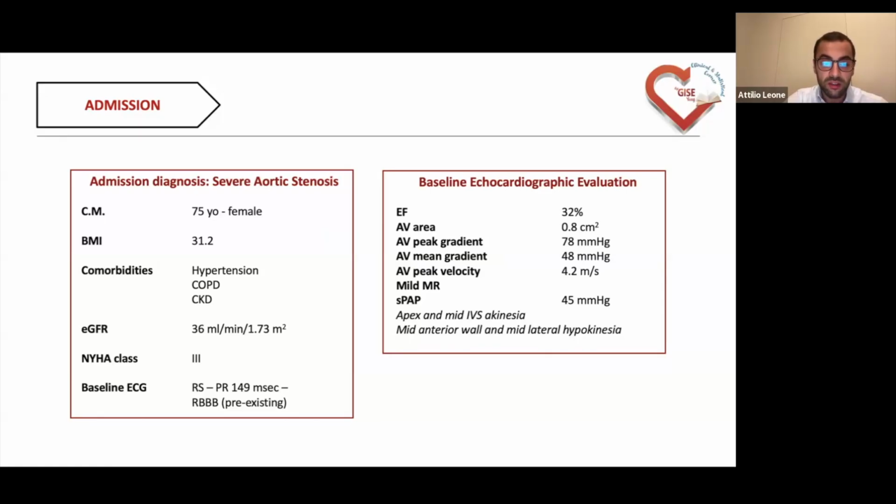The baseline ECG showed sinus rhythm and a pre-existing right bundle branch block. The baseline echocardiographic evaluation revealed a reduced ejection fraction of 32% and a severe aortic stenosis with a peak gradient of 78 millimeters of mercury and a mean gradient of 48 millimeters of mercury. So the patient was admitted to our ward, and first a coronary angiography was carried out.